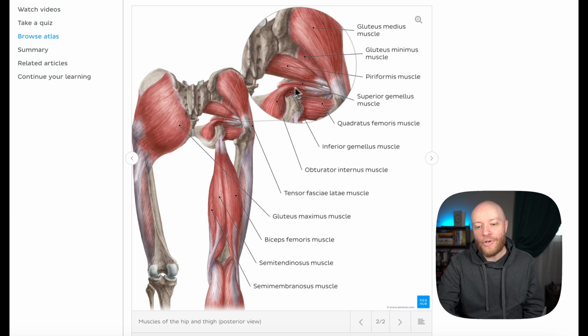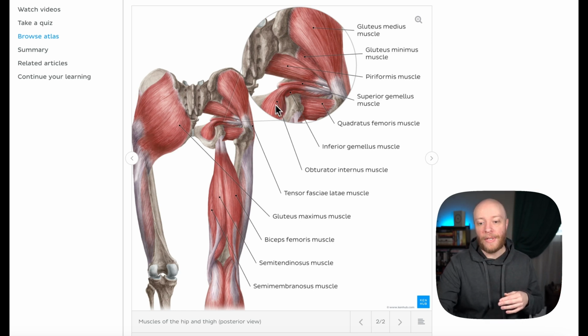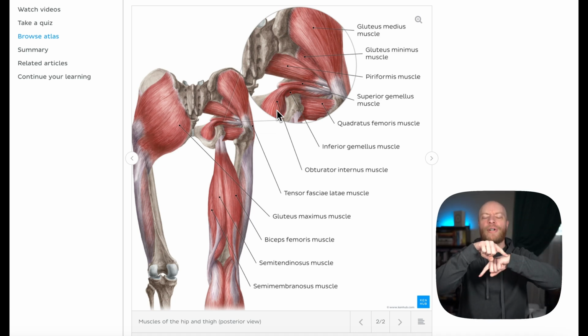And then you have the obturator internus. This is named after a bone structure called the obturator foramen. Obturator foramen is just a hole in your pelvis, and this muscle is bordering around it.